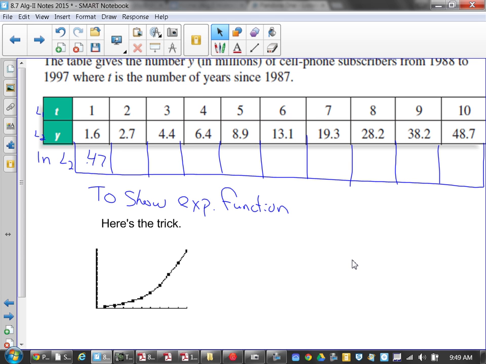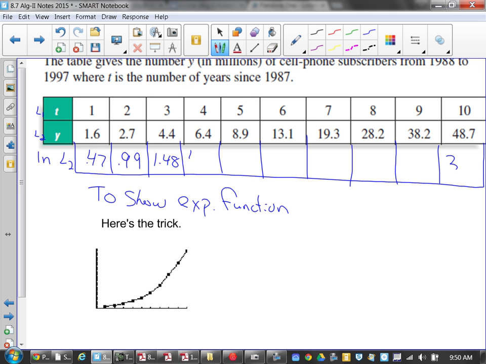Some of you guys do this half. 0.99 is 2.71. 1.48. Somebody start on the 10 and work our way inward. I'm 1.48. Wait, what's 3? 1.48. 48.7 is 3.89. 10 is 3.89. 13.1 is 2.57.